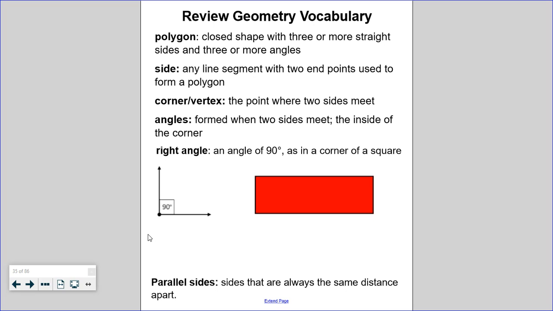And then the last phrase that we need to know is parallel sides. Parallel sides are sides that are always the same distance apart. If they were to continue on and on forever and ever, they would never cross. So this red rectangle here has two pairs of parallel sides. The top side is parallel to the bottom side. If you were to continue these lines on and on, they would never cross. And these two sides here on the left and the right are also parallel. They're the same distance apart forever and ever.